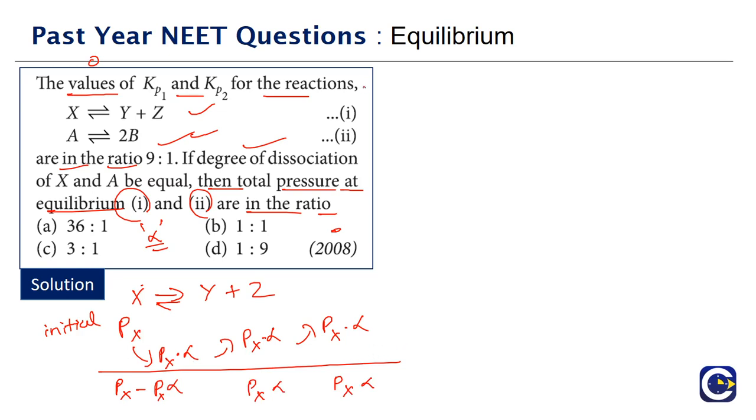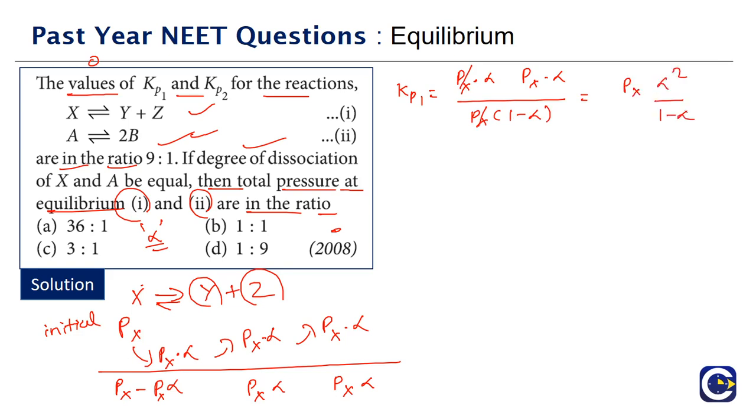So we are now focusing on the first equilibrium. What will be Kp1? Kp1 value will be equal to the pressure of Y into pressure of Z divided by pressure of X. So which is Px into alpha, Px into alpha, divided by pressure of X. What is pressure of X? Px into 1 minus alpha. So we can see this Px is cancelled. So we have Px into alpha square by 1 minus alpha. This is Kp.